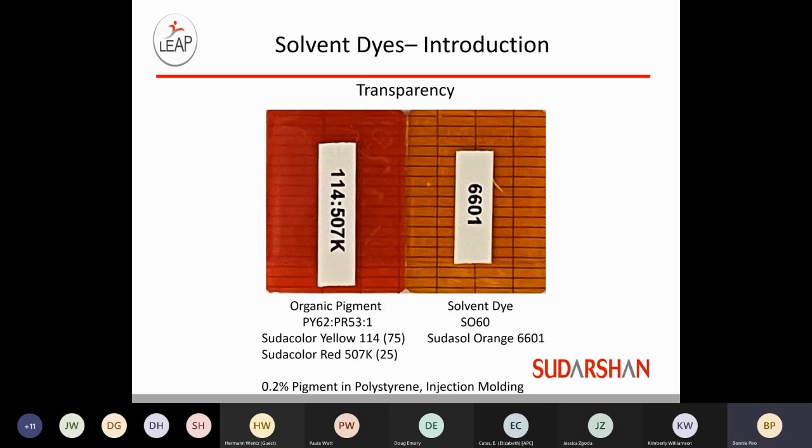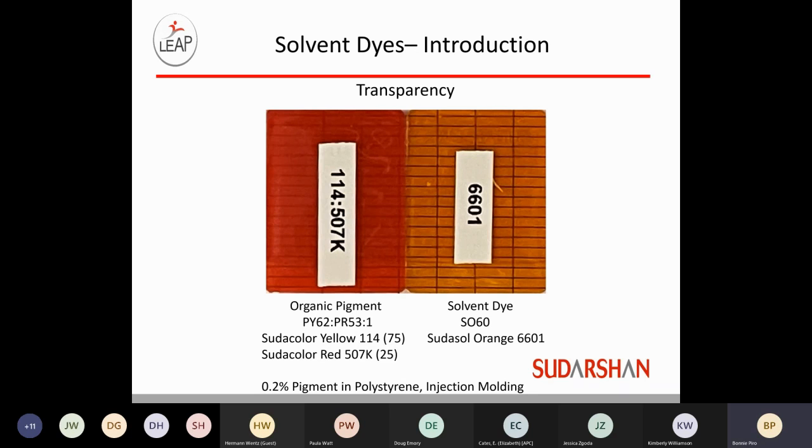Moving from the red space to the orange space, here I am comparing an orange color that I created using that same red 53-1 with a yellow 62, in a 75 to 25 ratio, and comparing that to the solvent orange 60 on the right-hand side. And once again, you see very clear, crisp lines through the solvent orange 60 chip, whereas with the pigmented chip the lines are less clear and less seen.